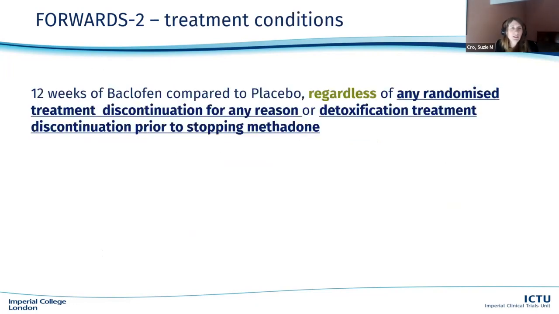So after thinking about the intercurrent events, we then constructed the 5 Estimand attributes. In the treatment condition specification, we included how randomized treatment adherence and detoxification treatment discontinuation were handled. We included these here as they're intrinsically related, so it was clear exactly what we were comparing. And so we formed this as 12 weeks of baclofen compared to placebo, regardless of any randomized treatment discontinuation for any reason, or regardless of any detoxification treatment discontinuation prior to stopping methadone.